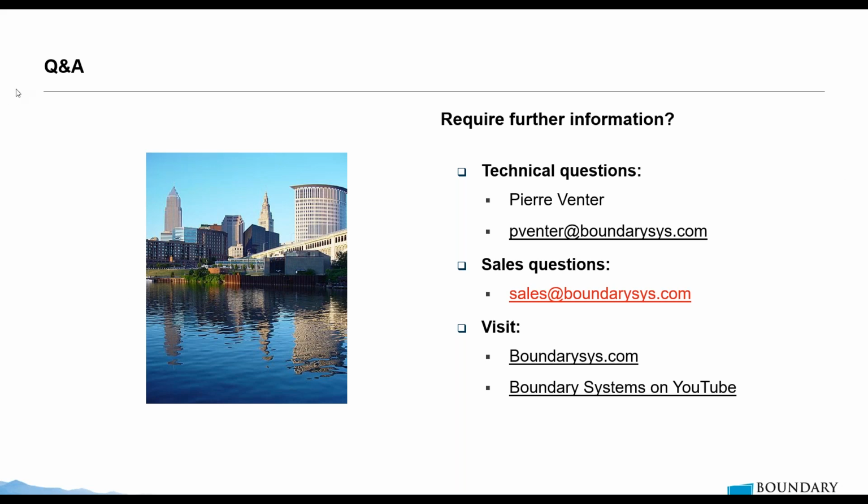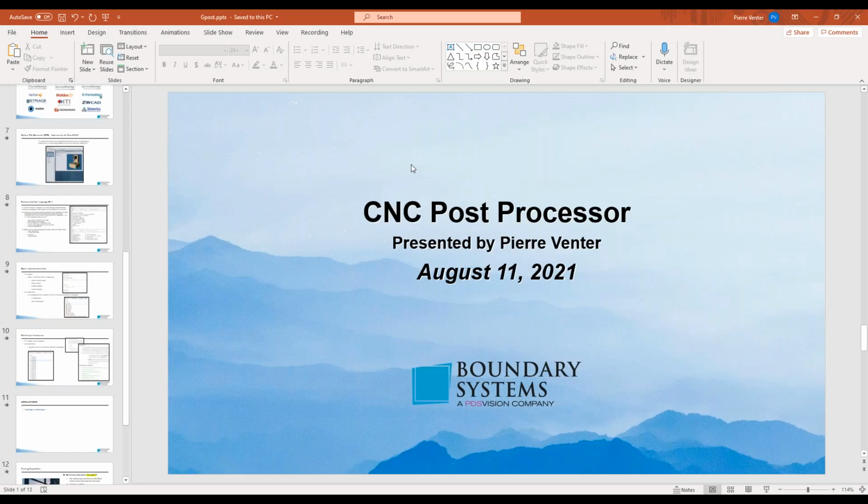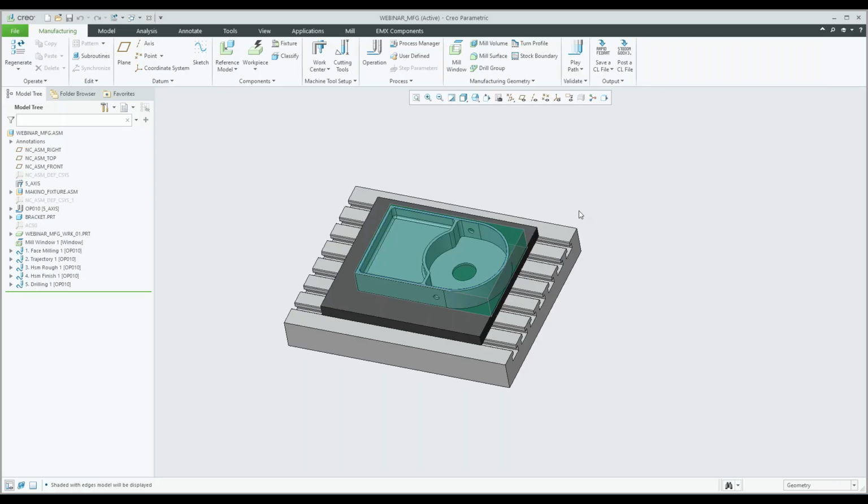Okay, let's jump into Creo and start discussing the post-processor stuff. I just prepared a really simple component here with a few sequences. We have a face milling on top, then we clean out some of the edges. We do high speed roughing and finishing, and then we drill some holes.